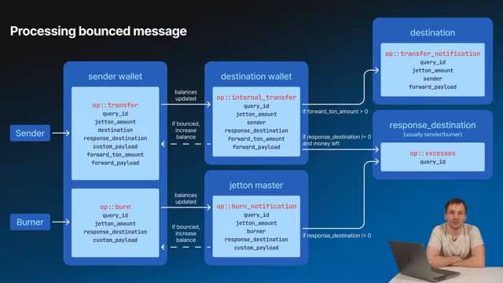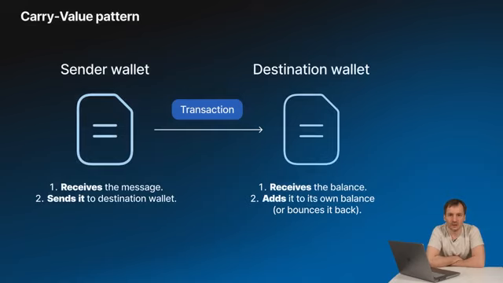We came to the most important advice. Use the carry value pattern. In TON Jetton this is demonstrated. The sender wallet subtracts the balance and sends it with an internal transfer message to the destination wallet. And it, in turn, receives the balance with the message and adds it to its own balance, or bounces it back. The value is transferred, not the message.